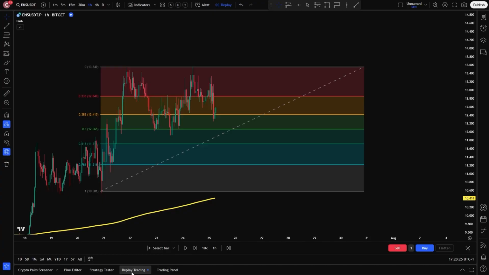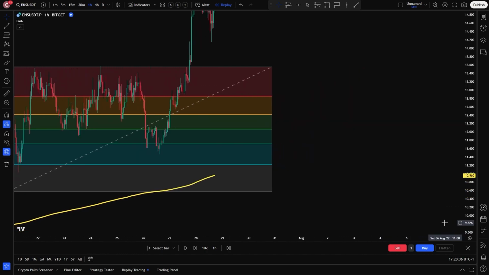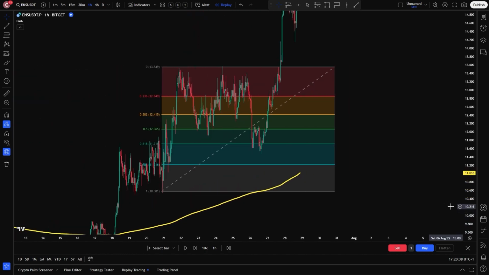Now, something important. The higher levels, like 23.6% and 38.2%, aren't as strong as the lower ones. So, as beginners, you should avoid taking trades from these levels, as they are less reliable for price reversals.